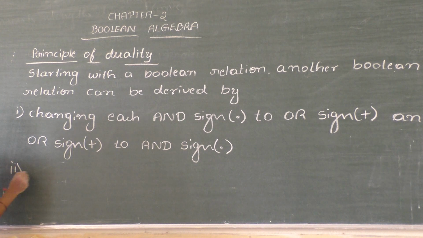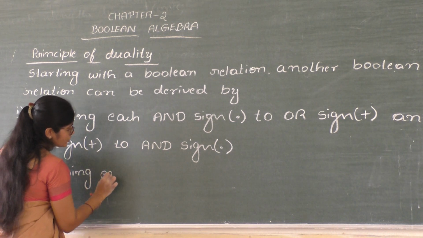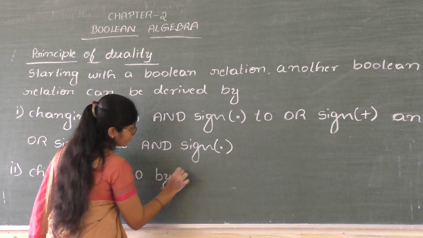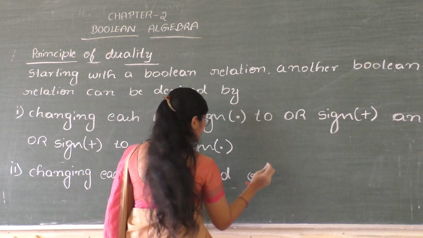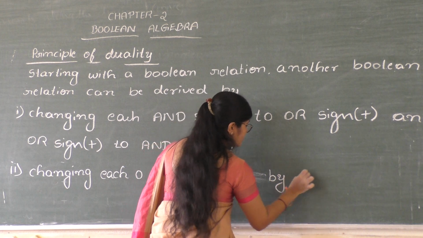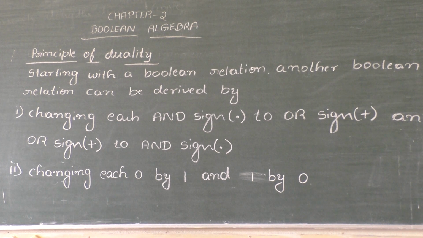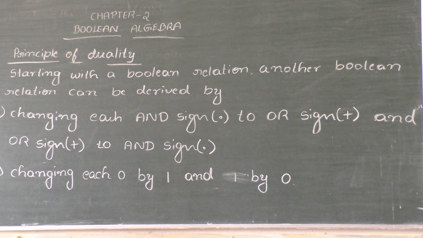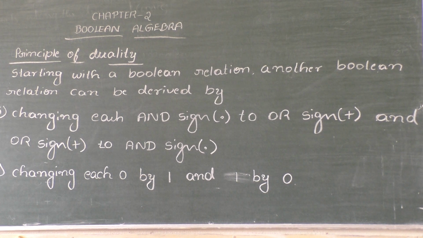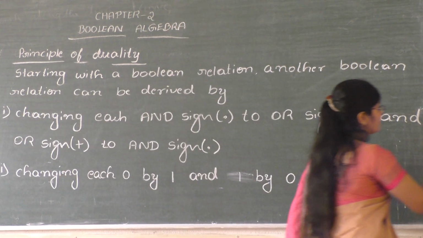And changing each 0 by 1 and 1 by 0. So, principle of duality states that starting with a Boolean relation, another Boolean relation can be derived by changing each AND sign to OR sign, changing each OR sign to AND sign, changing each 0 by 1 and 1 by 0. This is the principle of duality.